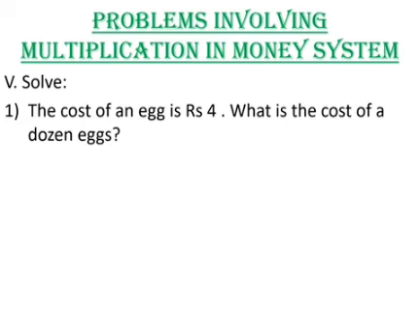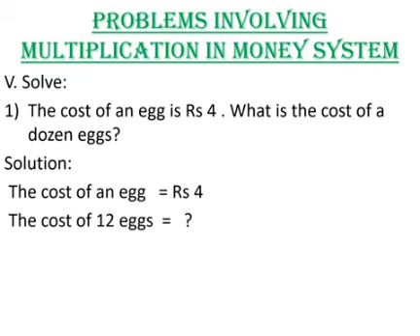Next, let us move on to problems involving multiplication in money system. That is fifth main, solve. The first question, the cost of an egg is rupees 4. What is the cost of a dozen eggs? Solution, the cost of an egg, an egg means one egg. One egg is 4 rupees.